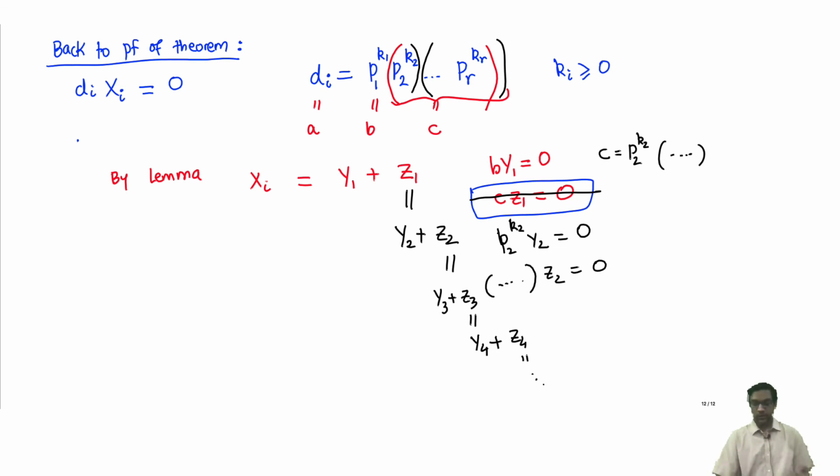So what are you finally doing? You are successively splitting this xi into smaller and smaller pieces. I hope you are convinced that what we get at the end of this process is the final equation. This xi here has been written as y1 plus y2 plus ... plus yr, where each yj has the following property: yj is killed by the corresponding power of pj. So pj to the kj acting on yj is 0.